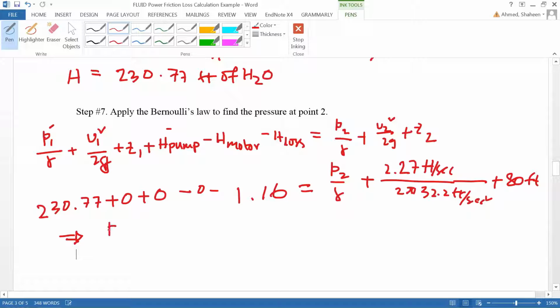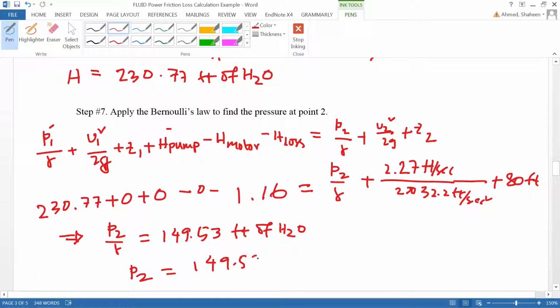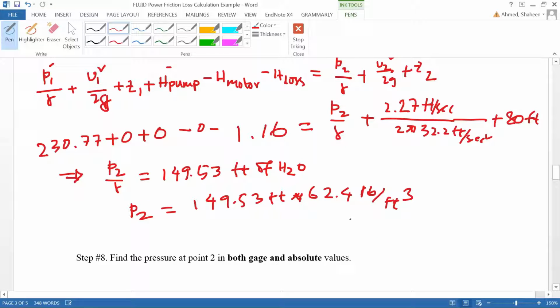Now I can solve for P2 by gamma, which I found to be 149.53 feet of water. Now we can convert this: P2 would be simply this multiplied by gamma of water, which is 62.4 pounds per cubic foot. So then this will be 9331 pounds per square foot.